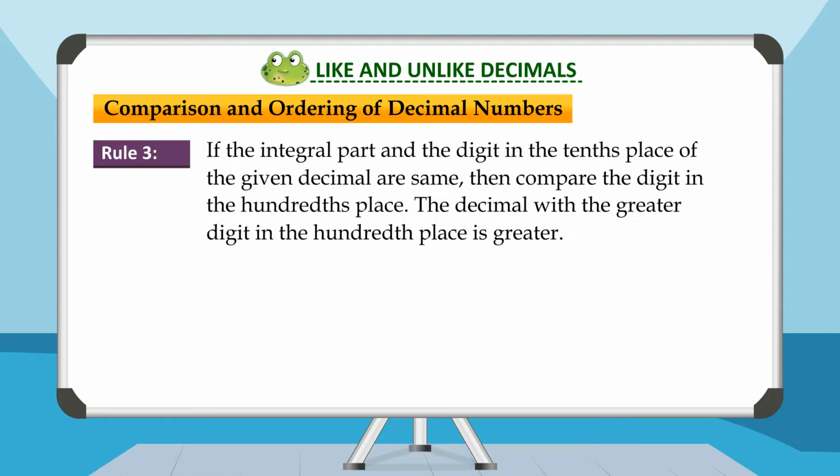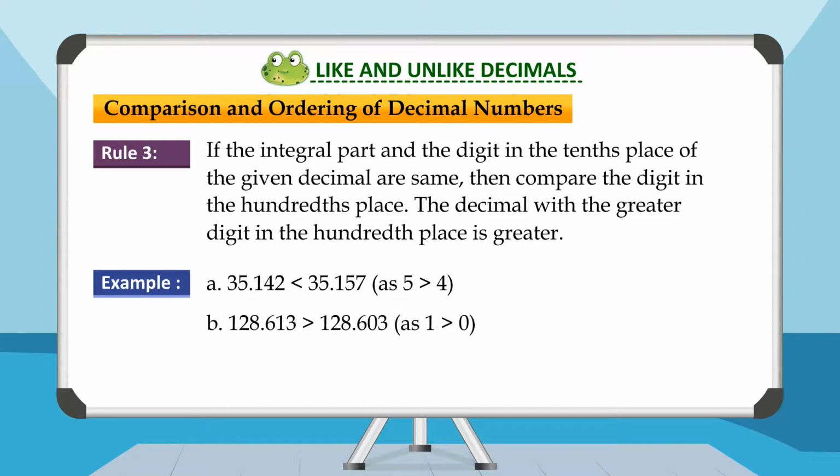Rule 3. If the integral part and the digit in the tenths place of the given decimals are the same, then compare the digit in the hundredths place. The decimal with the greater digit in the hundredths place is greater. Examples: A. 35.142 is less than 35.157, as 5 is greater than 4. B. 128.613 is greater than 128.603, as 1 is greater than 0. C. 0.046 is less than 0.056, as 5 is greater than 4.